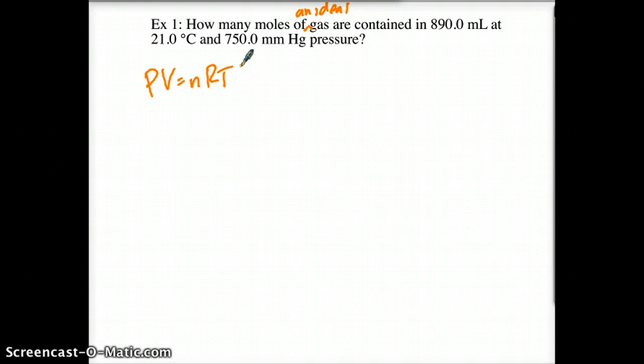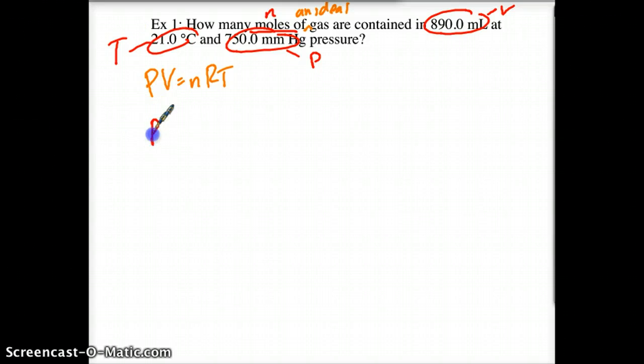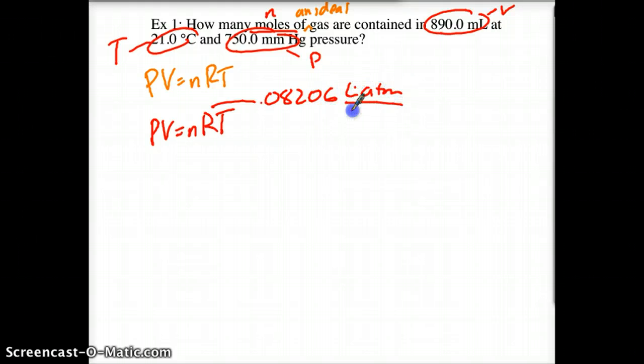Let's think about what this problem is asking for. It's asking for how many moles. That's n. We're given the volume, we're given the pressure, and we're given the temperature. So let's go ahead and plug these numbers in. PV equals nRT. We've got to remember R is 0.08206 liter atmospheres per mole Kelvin. Since those units need to be precise, we've got to make some conversions.